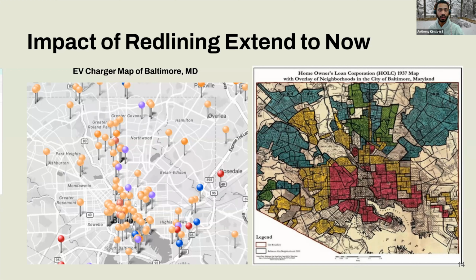Now let's take a look at where charging stations are in Baltimore, and you see quite a similar overlay. The areas that were red in 1937 are still the areas that don't have EV charging stations today. You could do that for heat island effect or for tree cover, right? And the energy use per square foot is probably going to be higher in these red areas as well because they didn't have the investment to maintain infrastructure, right?